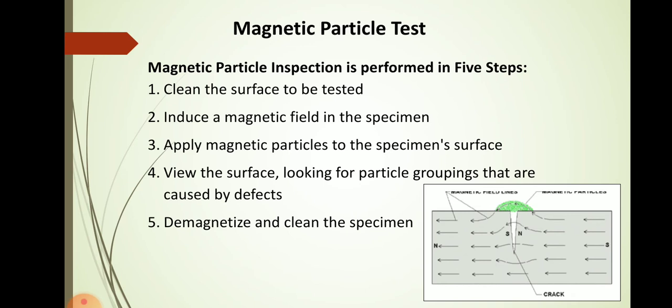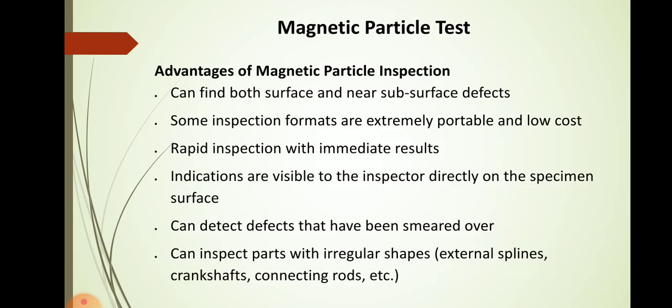Then lastly, you need to demagnetize this specimen and clean the specimen once again. This is also required. At the end, you need to demagnetize this specimen and you have to clean the surface. These are the 5 steps to be carried out for the magnetic particle test.